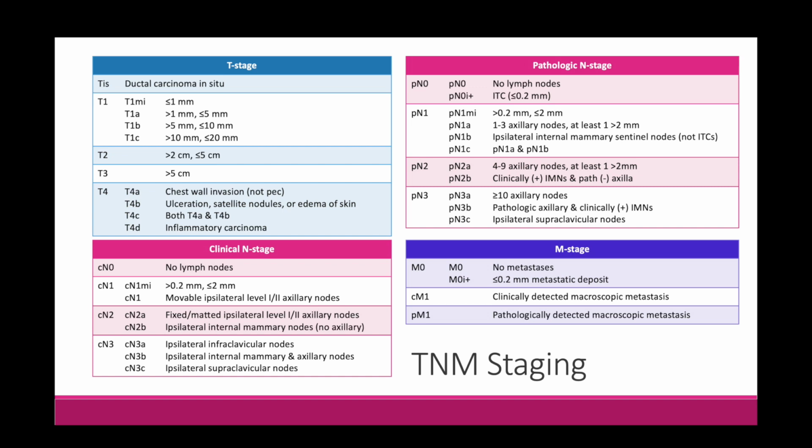So now these PN stages are based on the number of nodes. In general, I think of PN1 as 1 to 3, PN2 as 4 to 9, and PN3 as greater than or equal to 10. And this is for the axilla, okay? This is PN1A, PN2A, and PN3A.